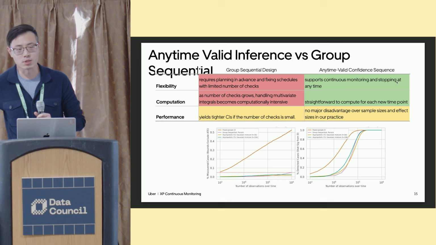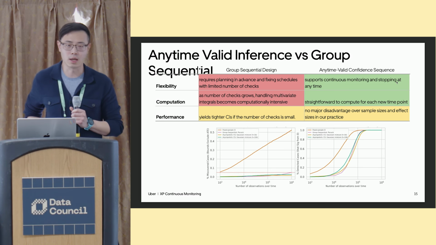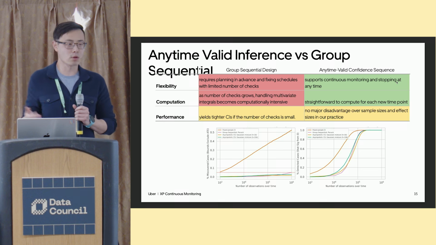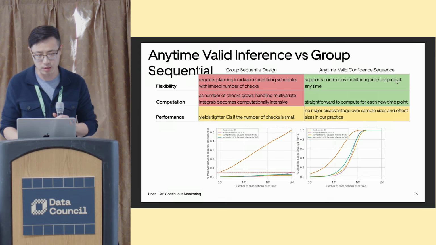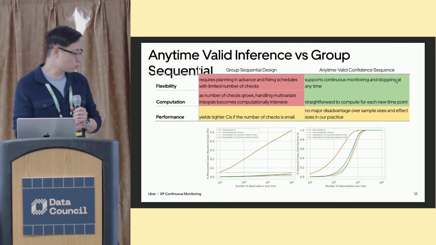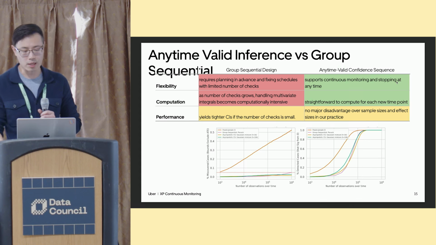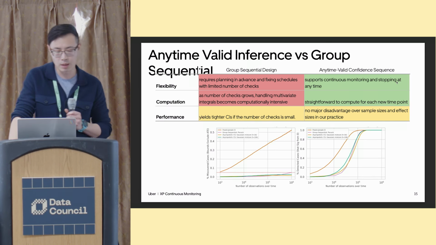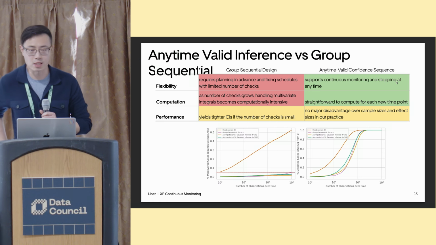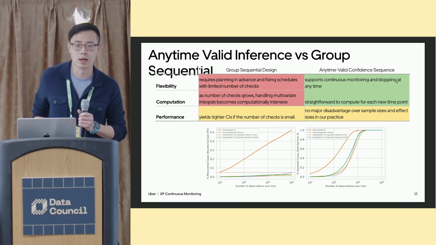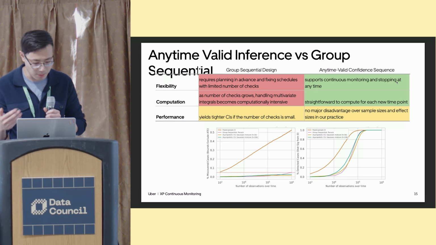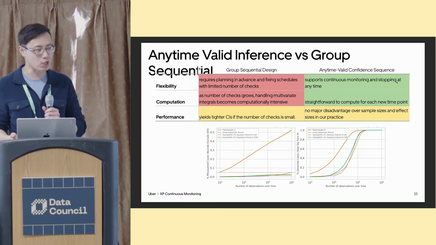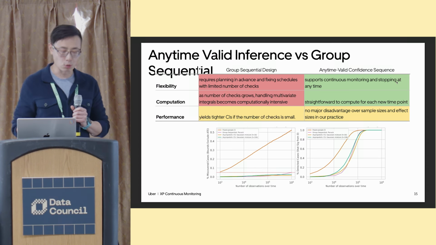So we need a solution to maintain a desired false positive rate. It doesn't have to be 5%, but we need some sort of guarantees from a platform perspective. And there are two main approaches for this. One is group sequential design, and another is anytime valid inference. Group sequential design is very common in clinical trials. You need to plan your experiment very carefully. You need to predefine how many checks you want to run during the XP, and when you need to run them.